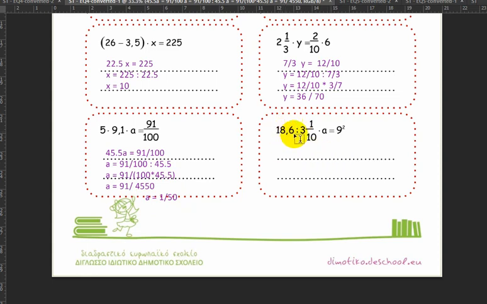All right, next, 18.6 divided by 3 and 1/10, which I am going to immediately turn into 31/10. So let's just do that right now. 18.6 is going to become a fraction as well. So this is going to become 186/10 divided by 31/10.